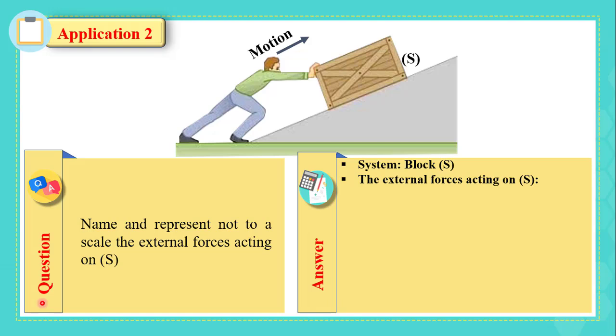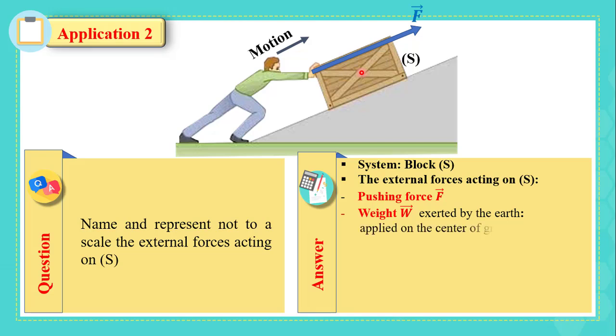We start with the pushing force F exerted by the hands of the man on the block S. This force is drawn along an oblique line directed upward to the right. Also, we have the gravitational force or weight exerted by Earth, which is always applied in the center of gravity of S along a vertical line and directed downward. In this way, the center of gravity is the intersection of the diagonals of the block. So this is the center of gravity.